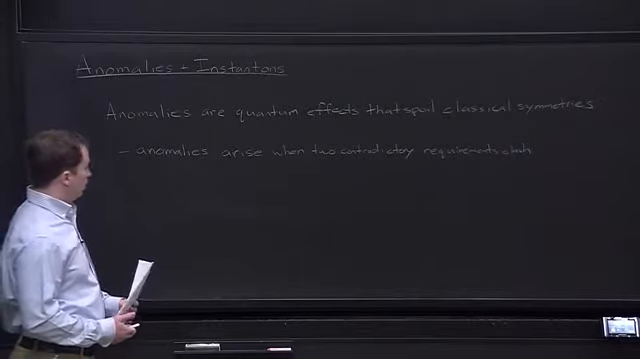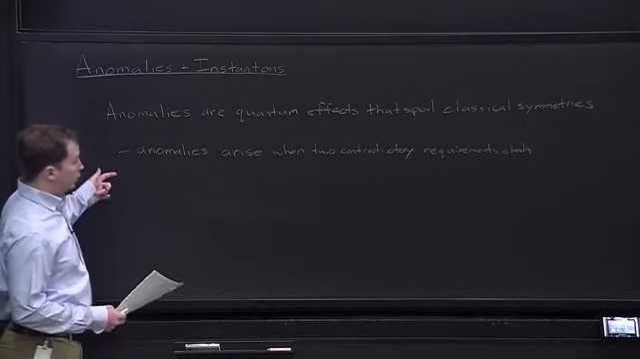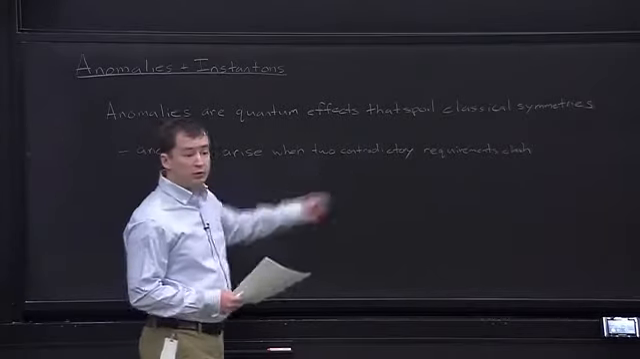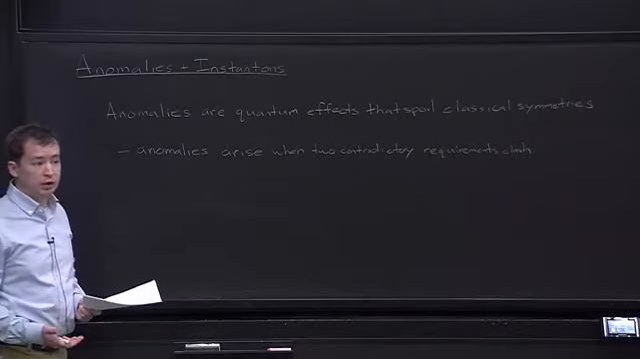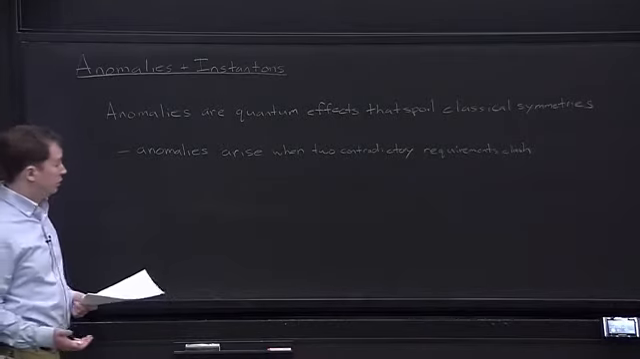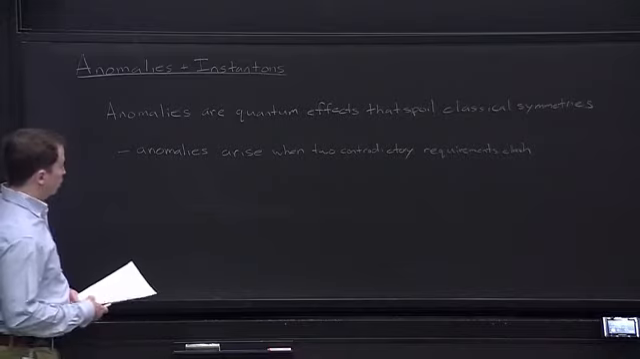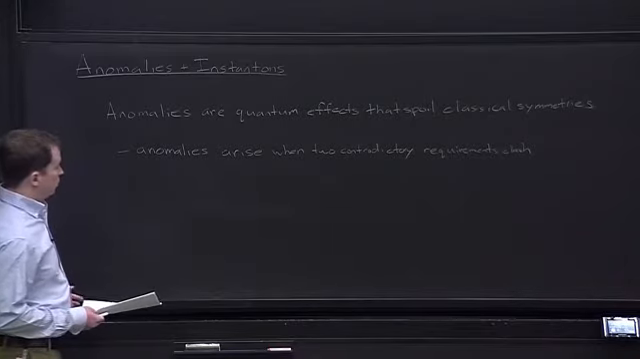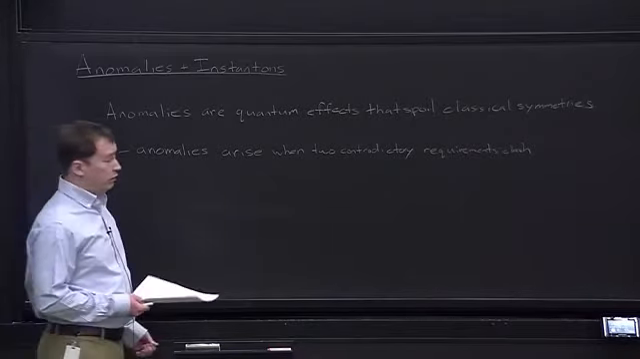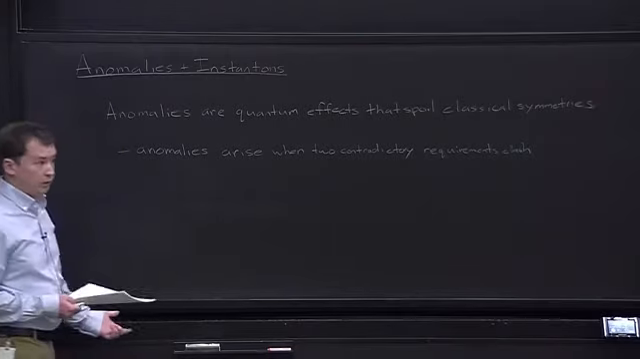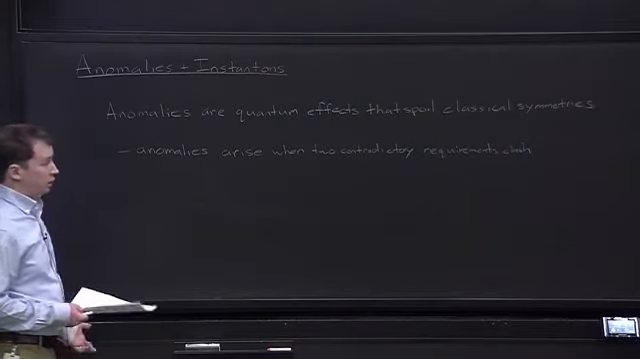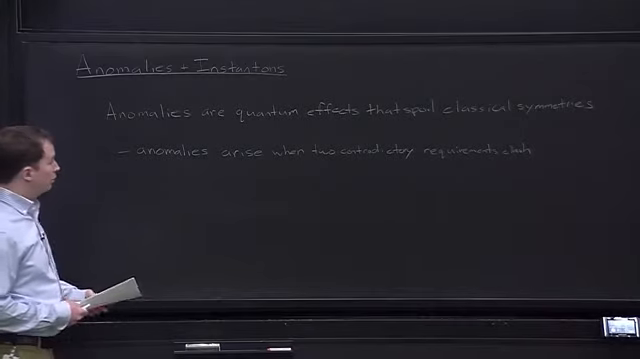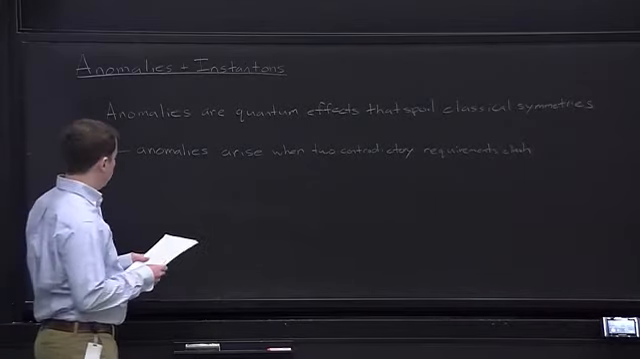And usually, one of the contradictory requirements is gauge invariance. So vector current conservation is closely related to the gauge invariance of the theory. So that's the requirement that we're going to choose to satisfy. If we want vector current conservation and gauge invariance, then we have to sacrifice axial current conservation.